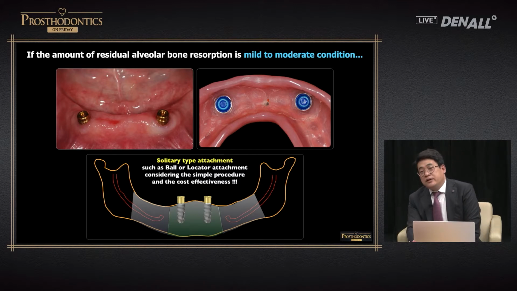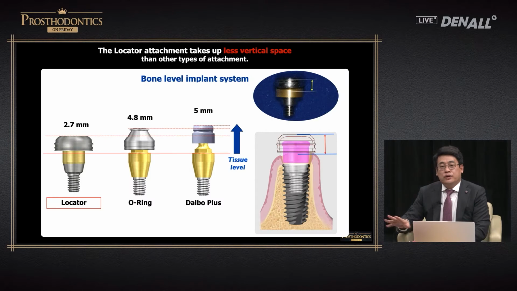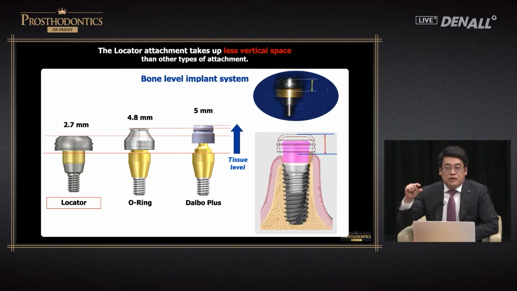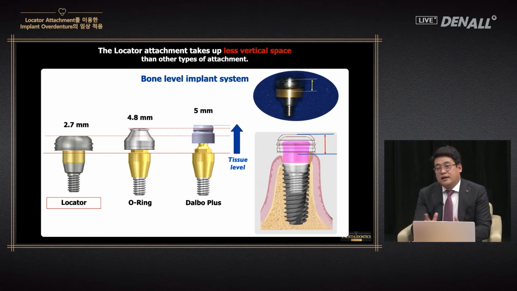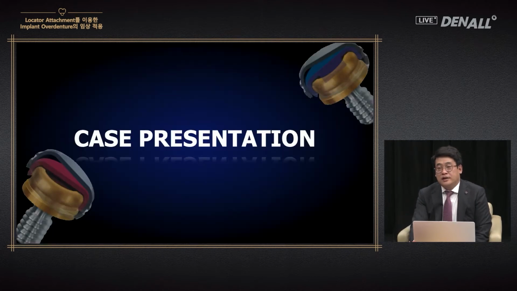Fortunately, the locator attachment that will be addressed today, compared with other types of attachment, requires comparatively small vertical space, and therefore, even if there is only limited amount of ridge, when we make a denture, we can prevent denture-based resin becoming too thin or interfering with other artificial teeth. I've talked about the theory in brief, and let's look at the case to review the process.